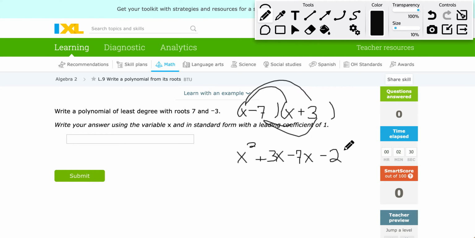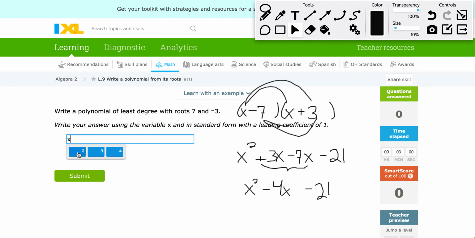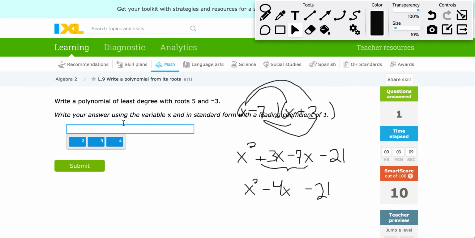I have one more step here before I can write my answer because these in the middle are like terms, so I can combine those. I'm still going to have the x squared at the front, I'm still going to have a -21 at the end. However, in the middle now, I'm going to have -4x. And now, because none of these are like terms, this is my polynomial that's going to go in the box here. So let's go ahead and show that. I'm going to have x, and then I'm going to use this button that IXL gives us here for squared, and then -4x, and then -21. So that's the goal for each of these.